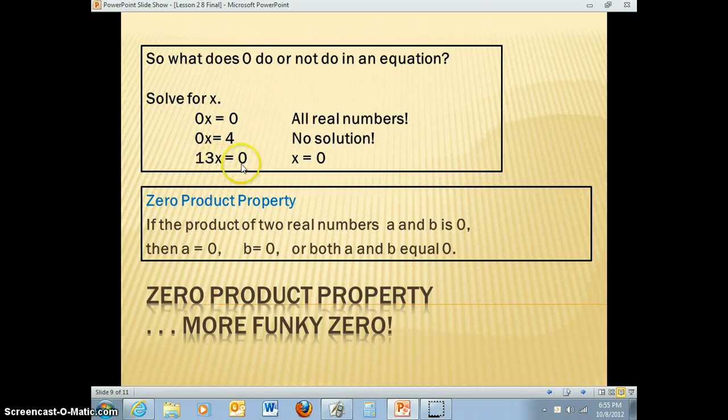13 times something gives me 0. That works, but only for 0. So these are the three possibilities. A times b equals c.